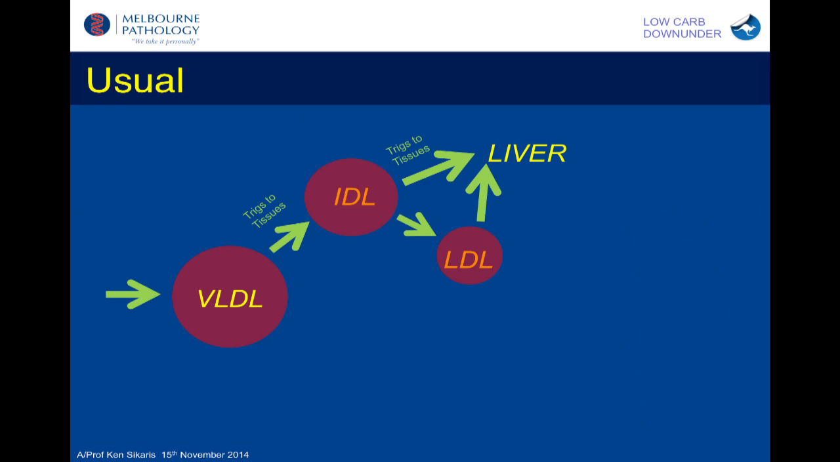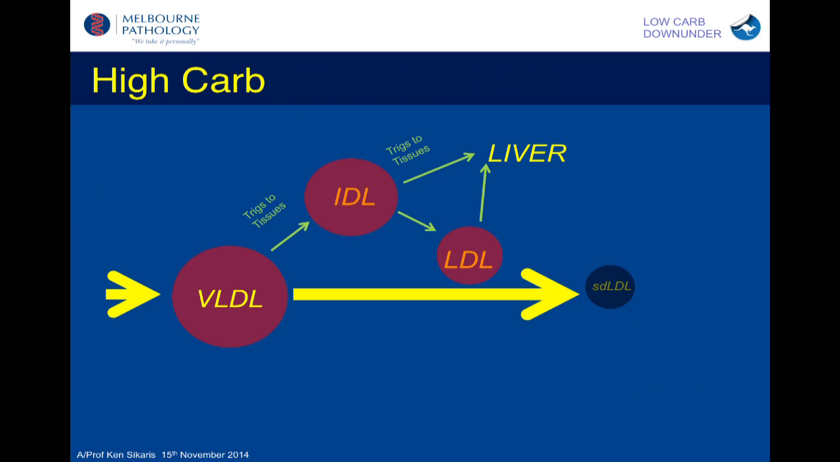Now I've tried to have some diagram. This is what normally happens. Remember, VLDL's being made, it's being transformed to IDL as the body should take the fat out of it, and then eventually to LDL. And both the fragments, the bits that are left, the IDL and the LDL, go back to the liver. That's the healthy way that the body should work. In a high carb diet, we're making lots of VLDL. The tissues don't want any of the triglyceride, so we're not making the IDL or the LDL. And the VLDL's hanging around, crashing into LDL and making small dense LDL.